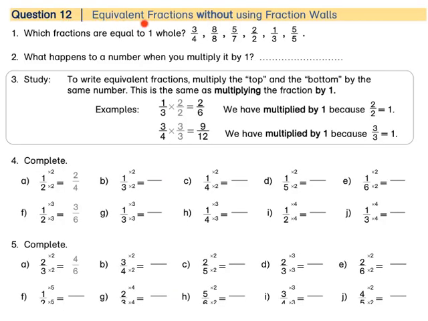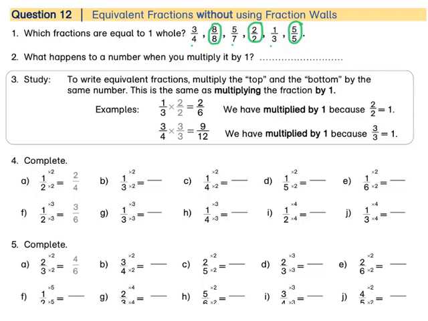Question 12. Equivalent fractions without using fraction walls. Number 1. What fractions are equal to 1 whole? Now remember, 1 whole in fraction form is when the top number and the bottom number are identical. So, this is equal to 1 whole, 8 out of 8 or 8 eighths. 2 halves or 2 out of 2 is equal to 1 whole, and 5 out of 5 is 1 whole. These three are all less than a whole.